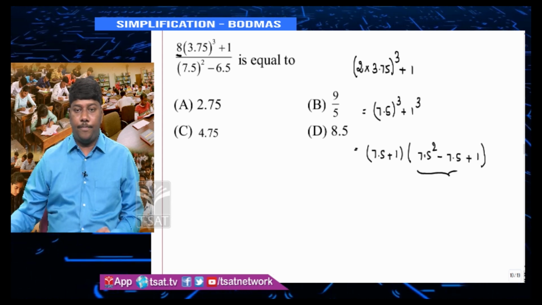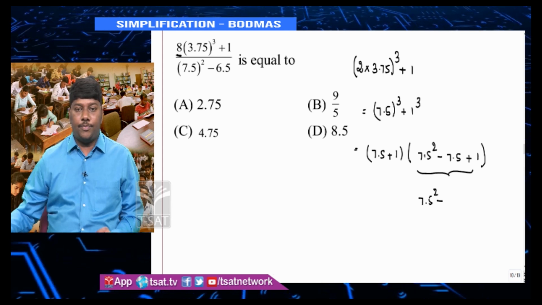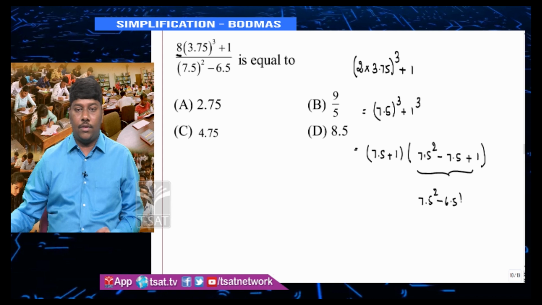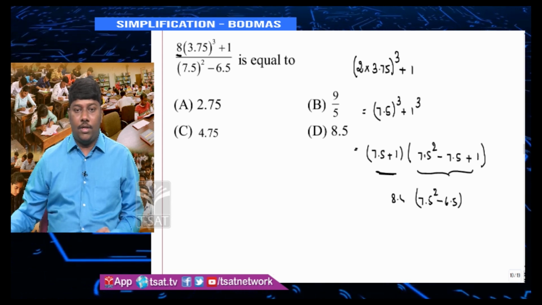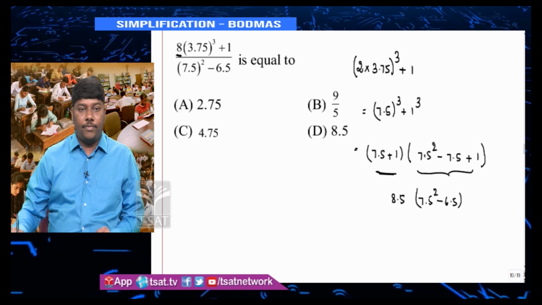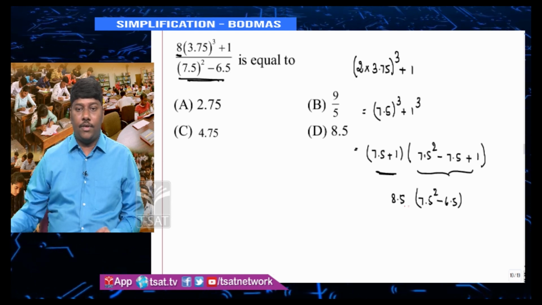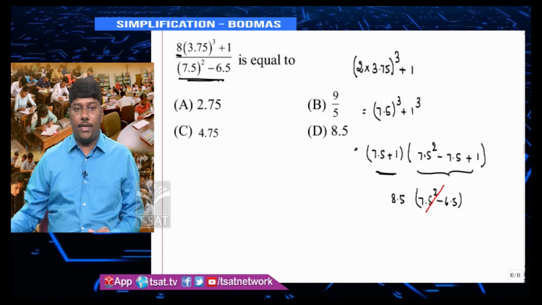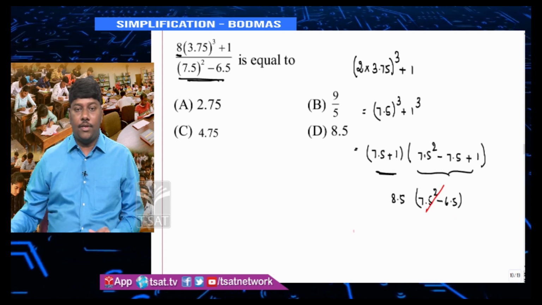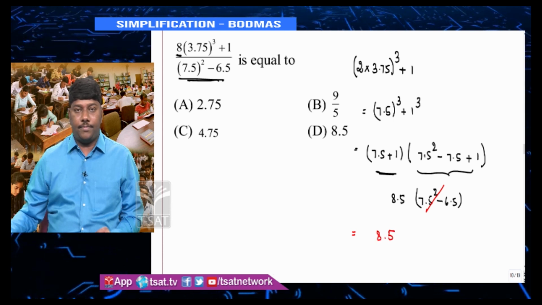So, look at this part, 7.5 whole square minus 6.5 into you have 8.5. Now look at your numerator and denominator. Denominator is 7.5 whole square minus 6.5. So here also 7.5 whole square minus 6.5. So this and your denominator are going to cancel. So you will only be left with 8.5.